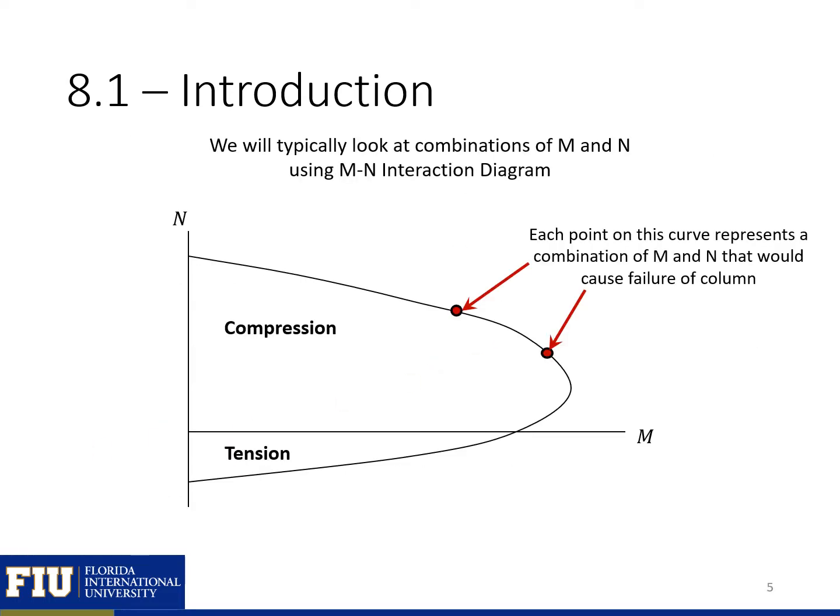We're typically going to look at the combination of our moment and axial load using a moment axial load interaction diagram, which is shown here. So normally our axial load is plotted on the Y and our moment is plotted on the X. Here we have compression above the axis and tension below. So you can see that each point on this curve represents a combination of moment and axial load applied to the column that would cause failure.